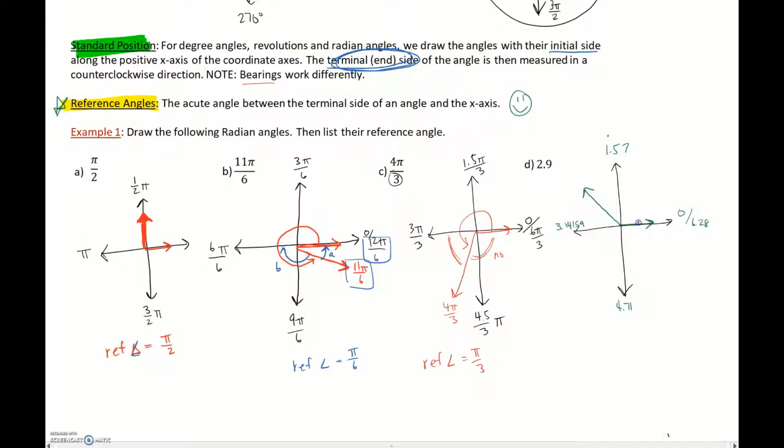And remember, I was measuring this way in the positive direction. I should have done some in the negative direction, but I didn't. 2.9. And what is my reference angle there? Well, it's the difference between 2.9 and 3.14. So what is that? 0.24. So the reference angle is about 0.24159-ish.